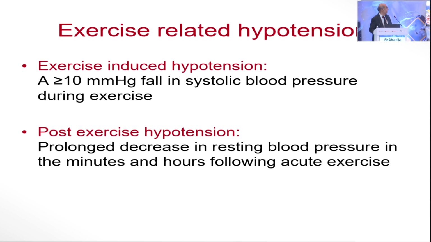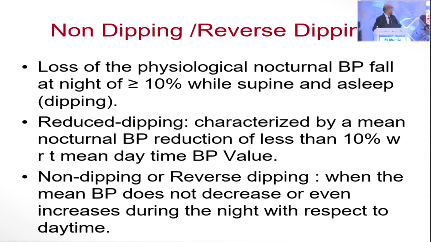Exercise-induced hypotension is more than a 10 millimeter of mercury fall in systolic blood pressure during exercise. Normally, once we exercise, the blood pressure increases. But in patients with autonomic dysfunction, the blood pressure falls, and of course a sustained fall after the exercise is called post-exercise hypotension.